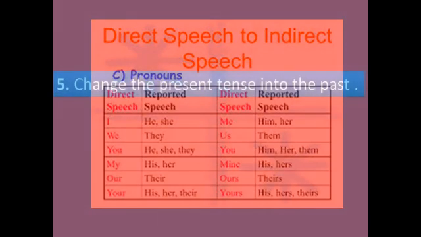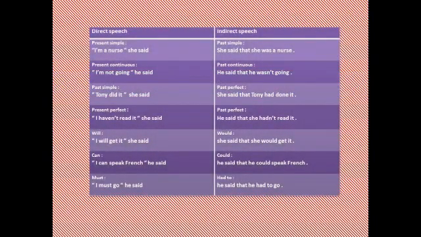5. Change the present tense into the past as follows. We change present simple into past simple. For example, "I am a nurse," she said. She said that she was a nurse. Present continuous: "I am not going." We change it into past continuous: he said that he wasn't going.